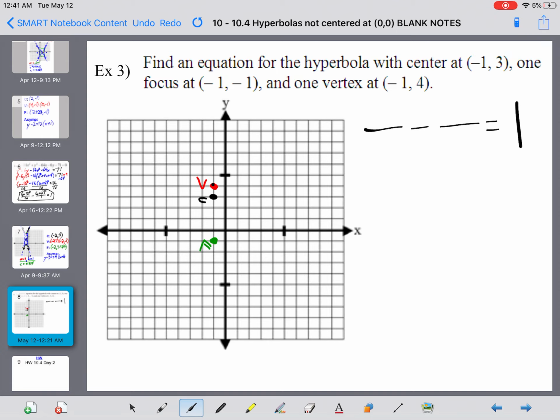Because of the way this is set up with the center and the vertex and focus being above and below it like that, I know it's going to be a vertical transverse axis, which means I know the y has to be out front. I know it's going to be y minus something out front, minus, and then an x minus something in the back. Now, look at my center. Because I have the center, I know the h and k already. So this would be y minus 3 squared. This would be x plus 1 squared.